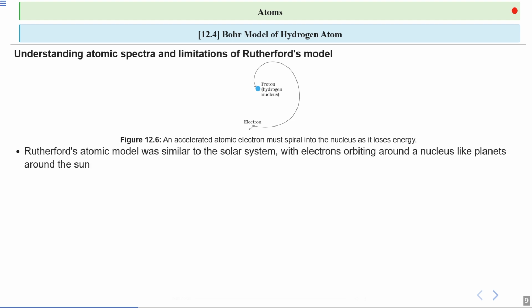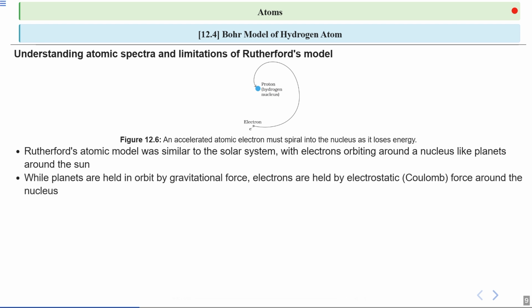Rutherford's atomic model pictured the atom like a miniature solar system. The nucleus is at the center and electrons orbit around it, just like planets orbit the sun. In the solar system, planets are held in orbit by gravity. In the atom, electrons are held by the electrostatic or Coulomb force between the negatively charged electron and the positively charged nucleus. Both forces act at a distance, but one is gravitational and the other is electrical.